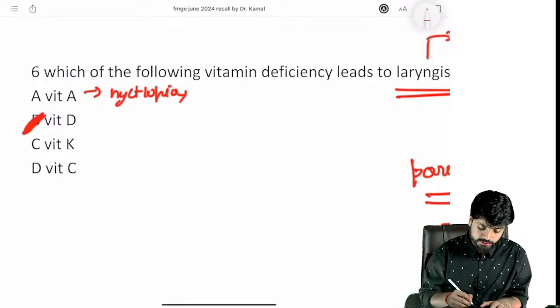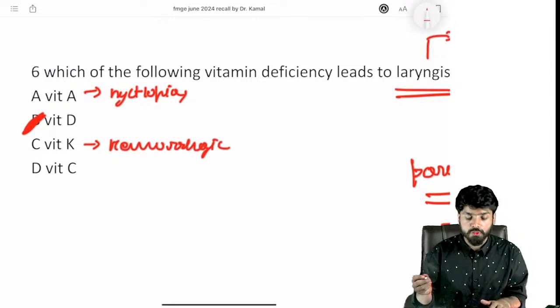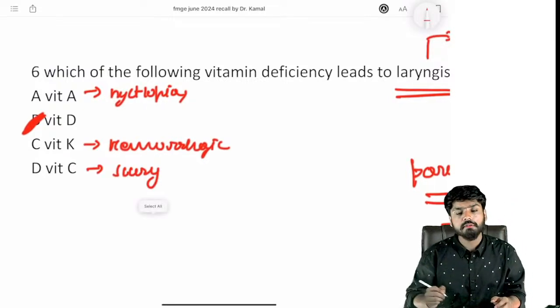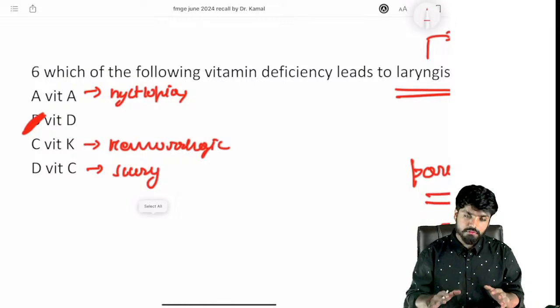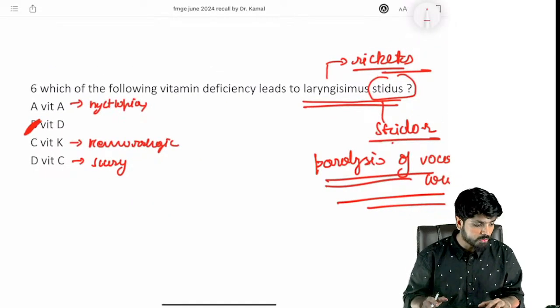Bitot spot is seen. Vitamin K is hemorrhagic syndrome, hemorrhagic syndrome of newborn is seen. Vitamin C, we see scurvy, bleeding gums is seen. So this is the question. How it's easy to exclude also in this question.